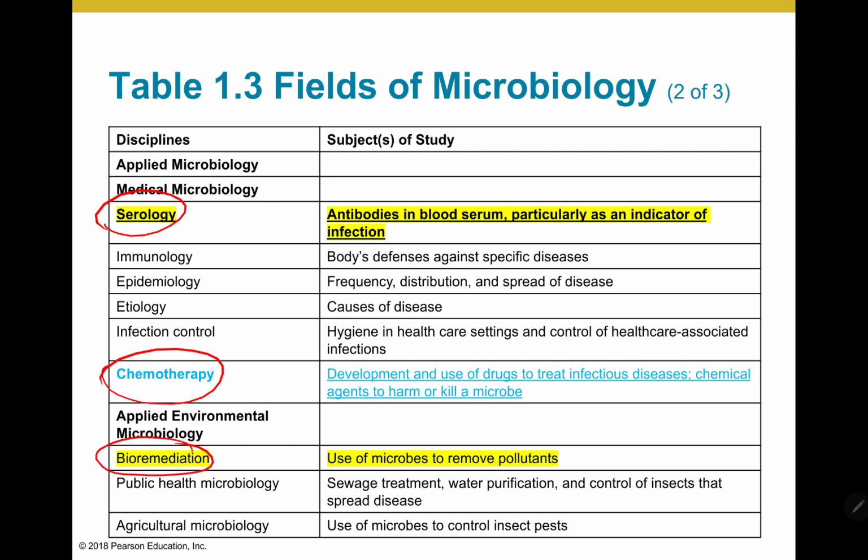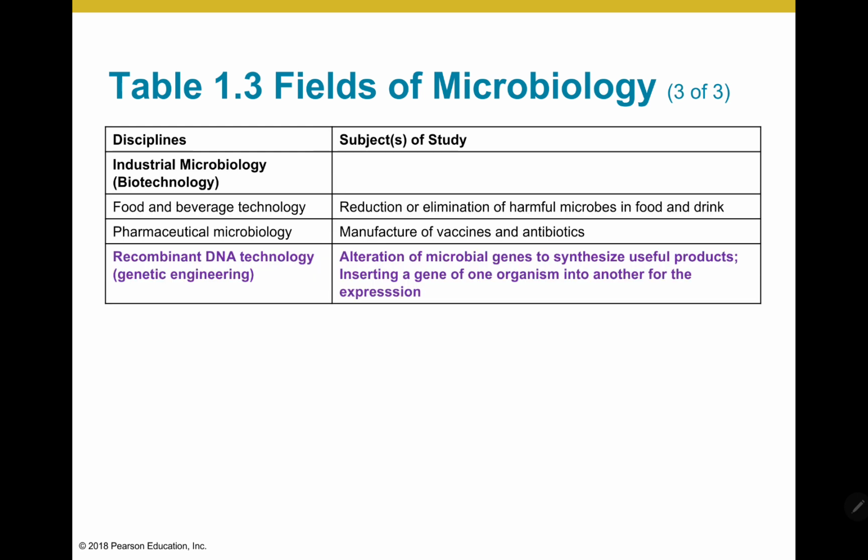Bioremediation is another field of microbiology in applied environmental microbiology, where we use microbes to remove pollutants. Or you're using microbes to eat oil if we have an oil spill or something like that. Recombinant DNA technology or genetic engineering is where we alter microbial genes to synthesize useful products. So we're basically putting a gene in a bacteria, making sure that bacteria produces that protein, for example.